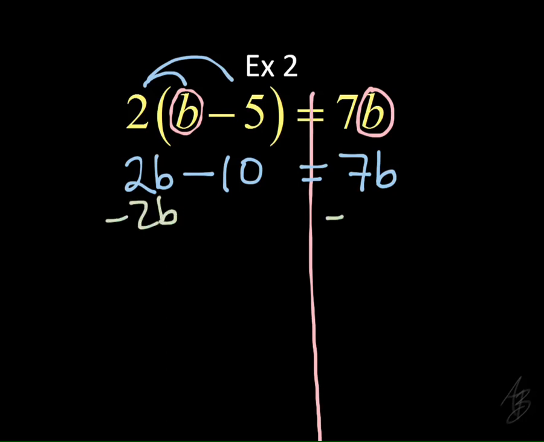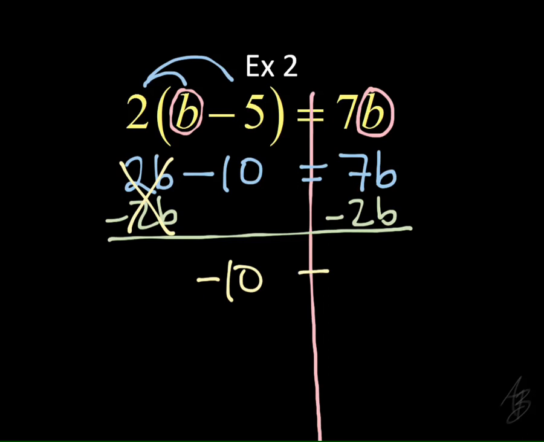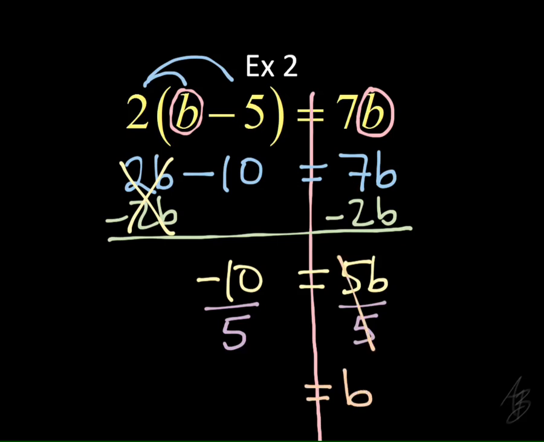Remember, to get rid of one of these, we're going to either add or subtract. In this case, we want to subtract it because it's positive. And when we do that, the 2b's cancel each other out, and what's left on the left side? -10. Don't forget that negative. It's really important. And on the right side, 7b minus 2b is 5b. And then, to get the b by itself, we solve as usual. Divide by 5. 5's cancel each other out on the right side, and b's left by itself over there. Negative 10 divided by positive 5 is negative 2.